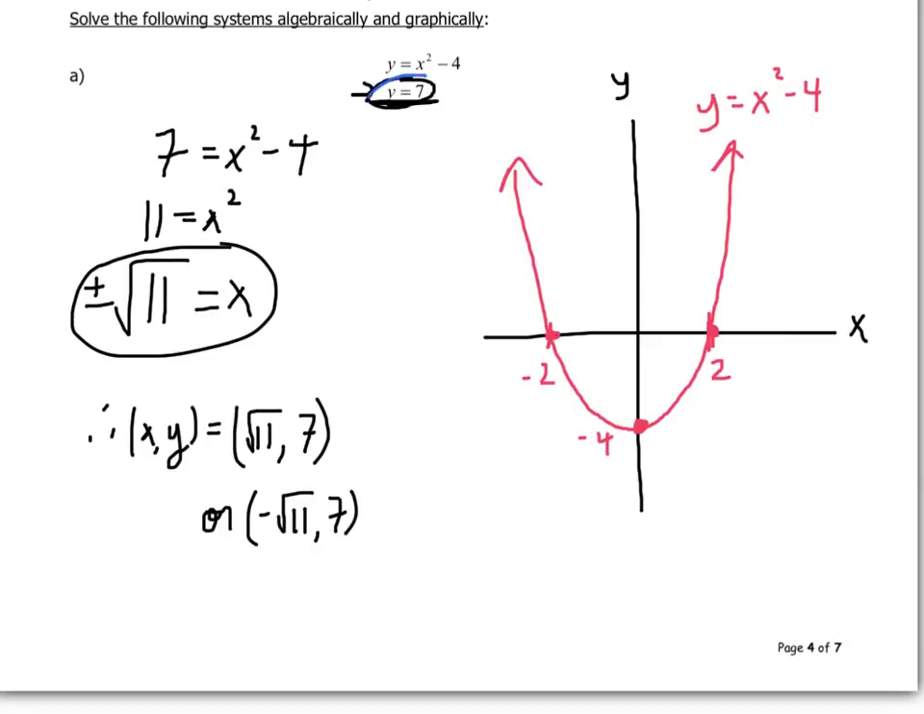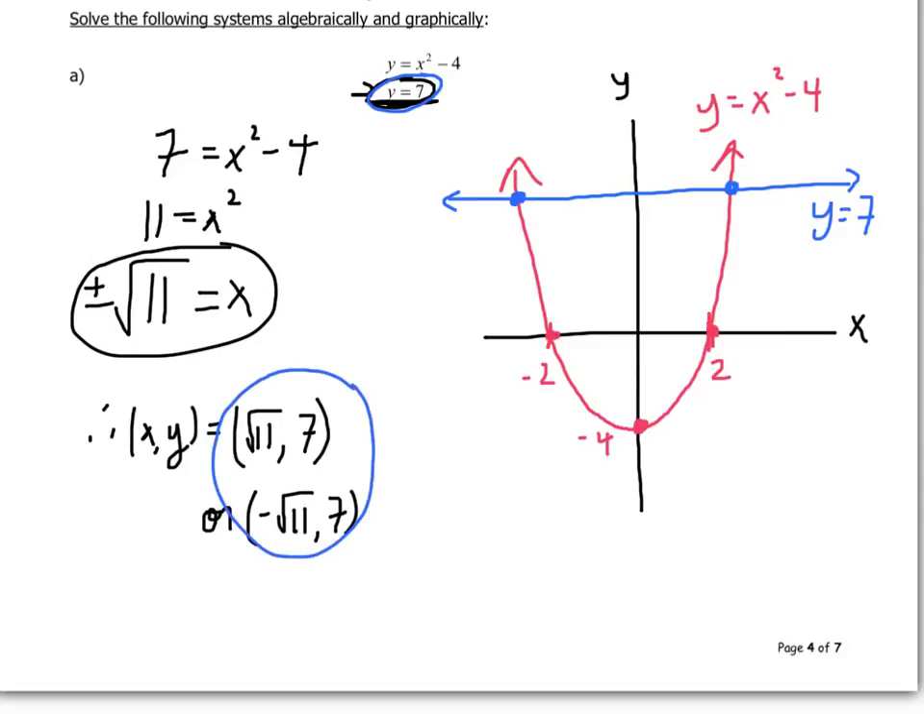Now in blue, I'm going to graph y equals 7. It's not a really complex graph. Y equals 7 is a horizontal line. Graphically, we see there are two intersections, and those intersections take place at y equals 7. It's tough to see exactly where they take place on the x-axis, but because we've done it algebraically, we know that the two points that are visible are root 11, 7 over here, and negative root 11, 7 over there.